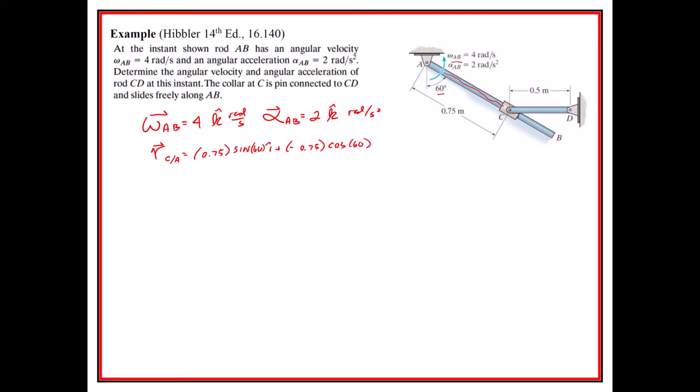It's negative because that's C with respect to A, so we're using A as the reference. With actual numbers, that's 0.6495 i plus a negative 0.375 j. And the position of C with respect to D is going to be equal to negative 0.5 i.